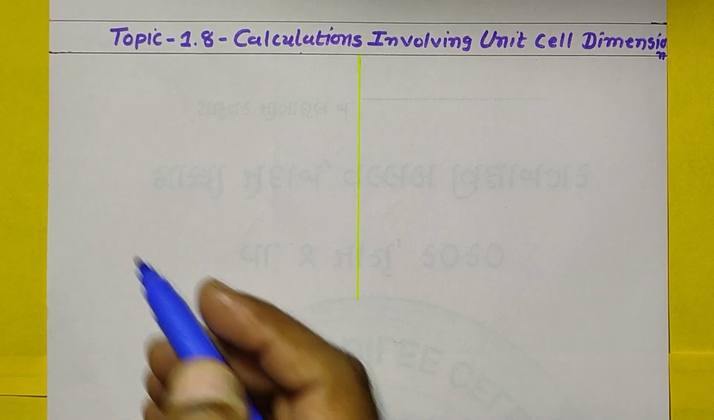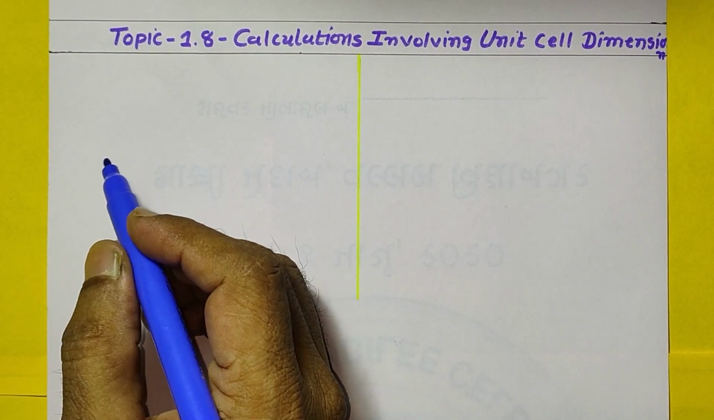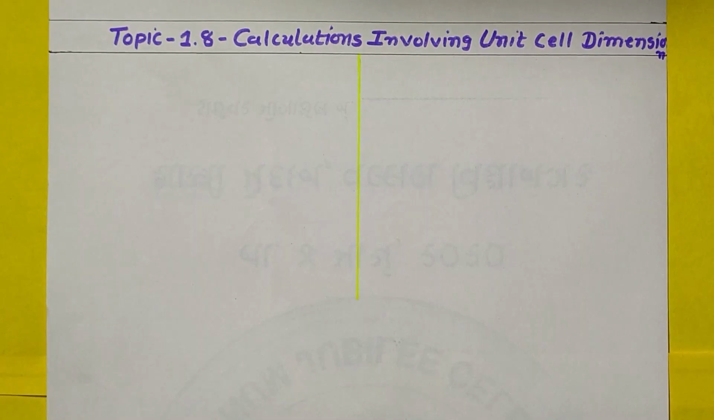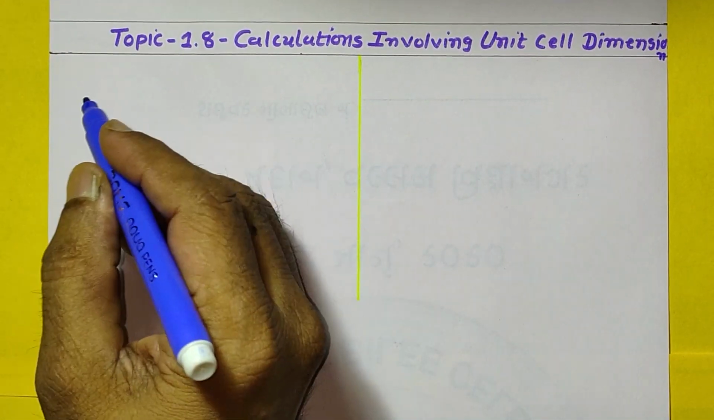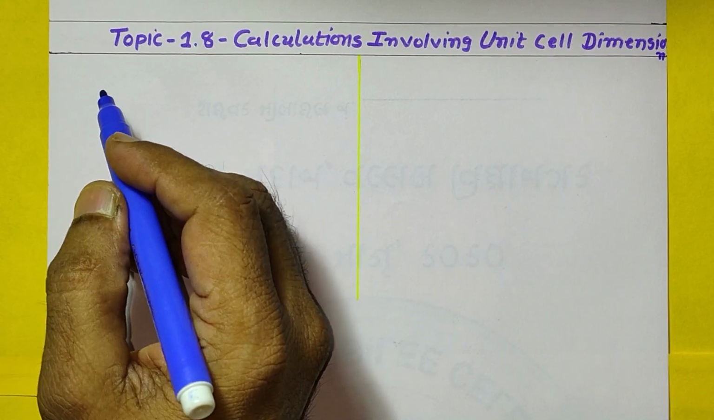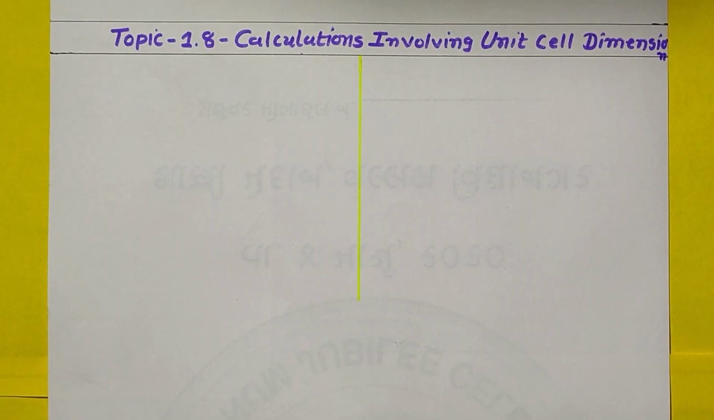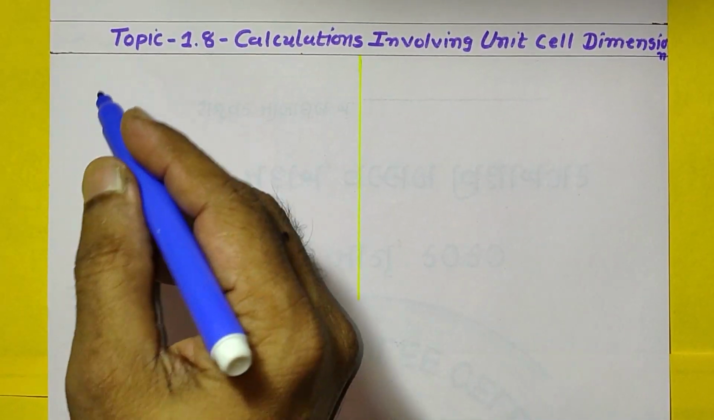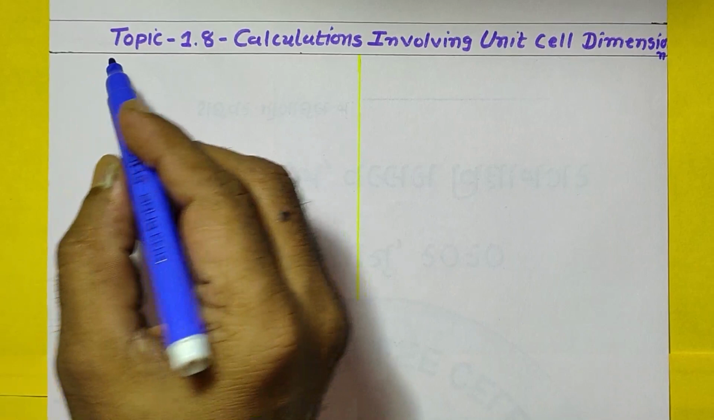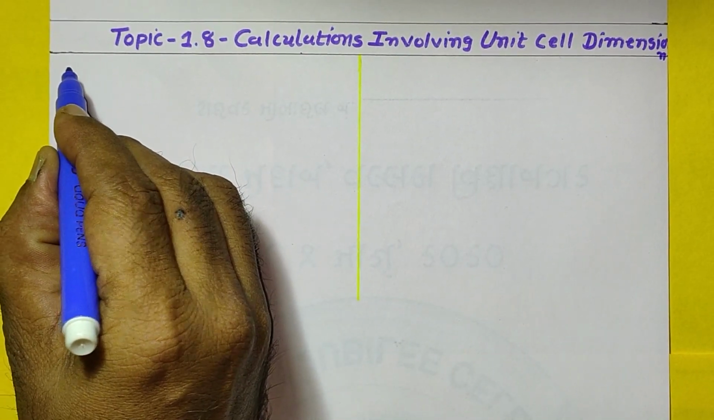Friends, up to now we have learned about the various types of unit cell, the occupancy of the spheres by the unit cell, and the percentage. But one question arises in our mind: what is the benefit of learning this? What is the outcome of learning these cell dimensions? So let us start with our new topic.